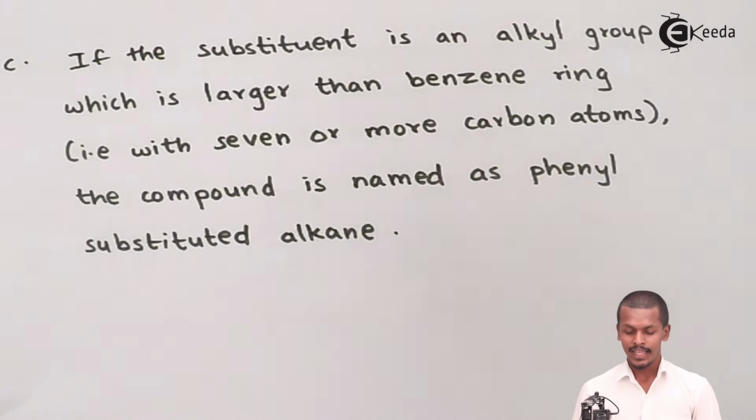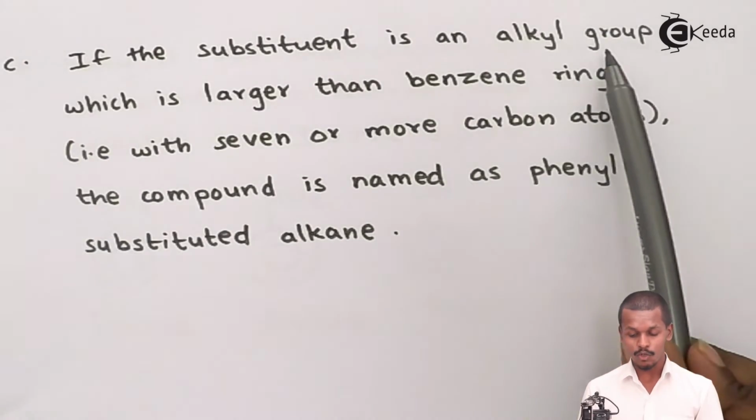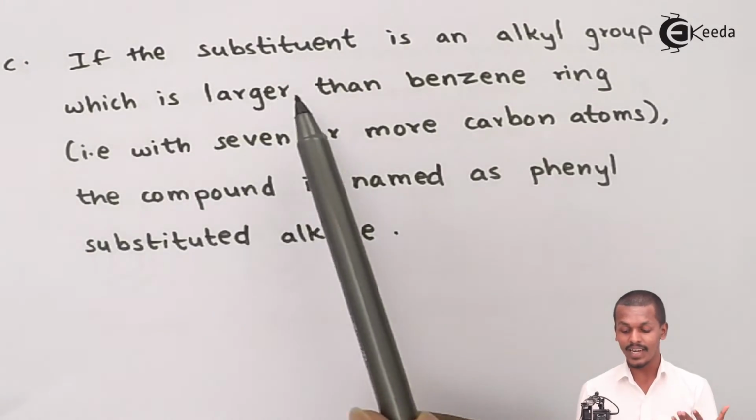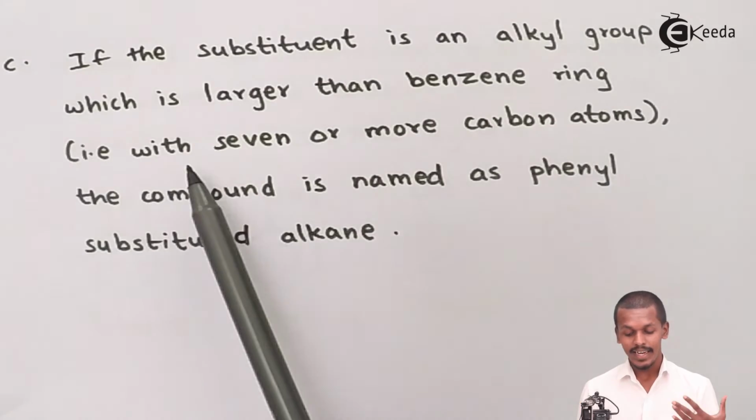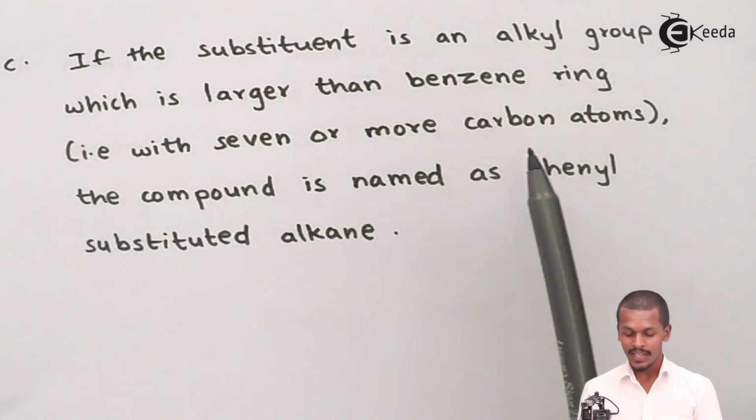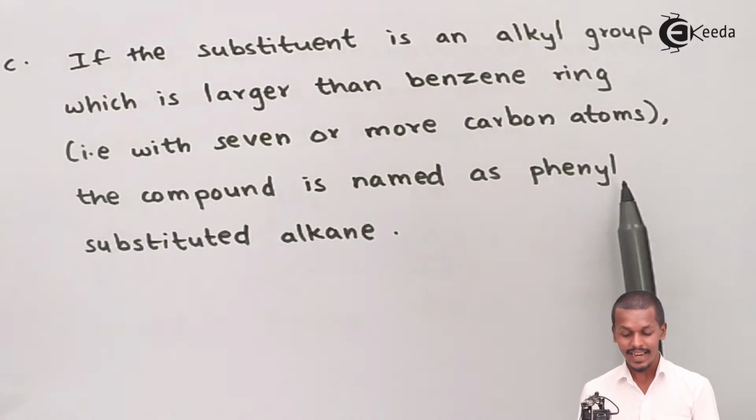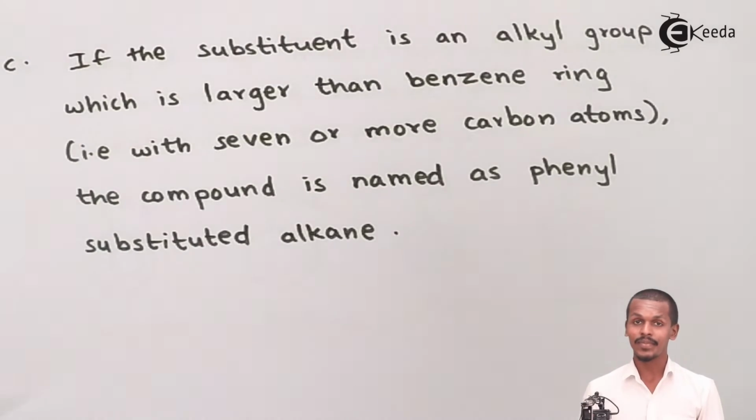That is this one. It says that if the substituent is an alkyl group, and that alkyl group is larger than the benzene ring, that is, it consists of 7 or more carbon atoms, then the compound is named as phenyl substituent alkane. So basically the compound would be said to be a phenyl substituted alkane. For example, let me tell you.